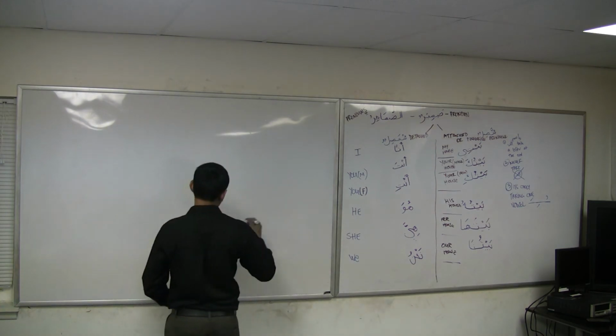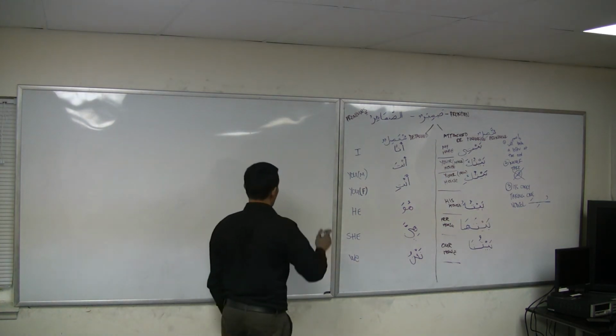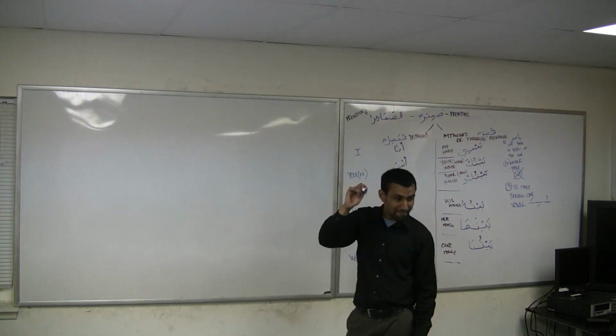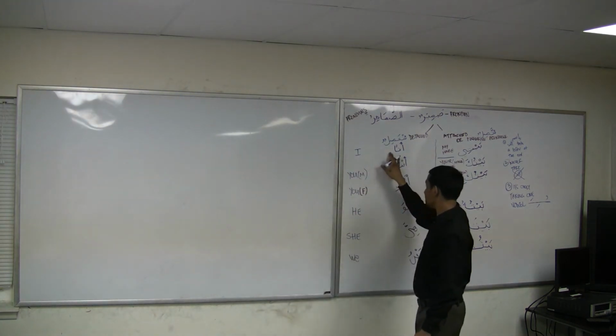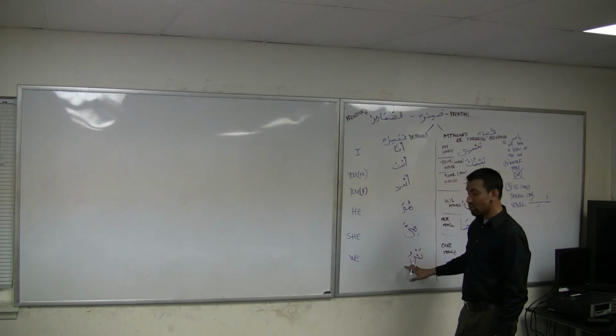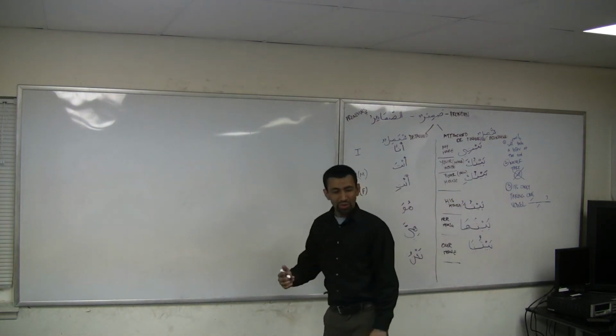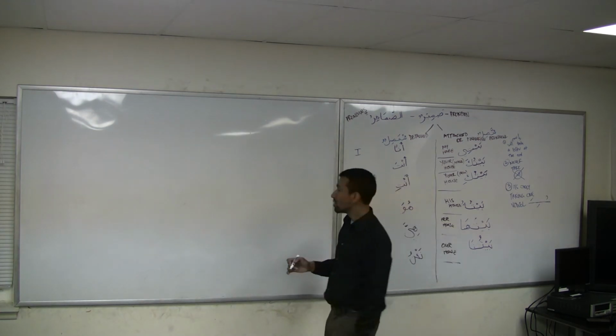Now the sentences that you guys have been making are sentences that start with an ism. Ana is an ism. Anta, anti, huwa, hiya, nahnu, are isms. Pronouns. Okay? So do you know how to say the word sentence in Arabic?